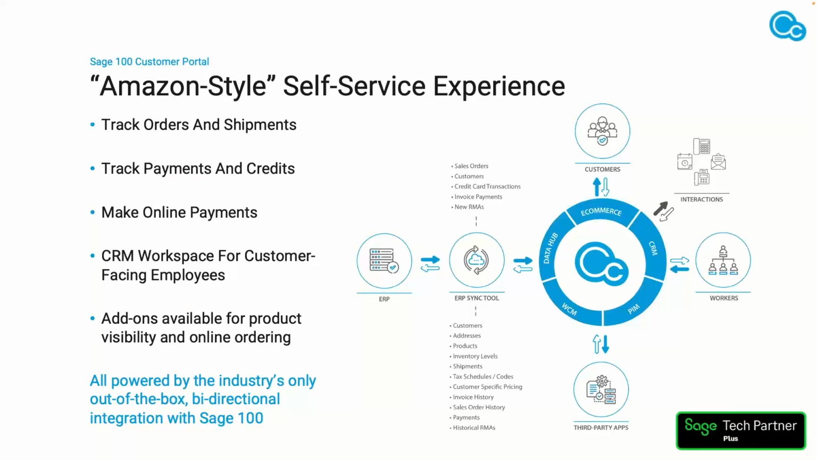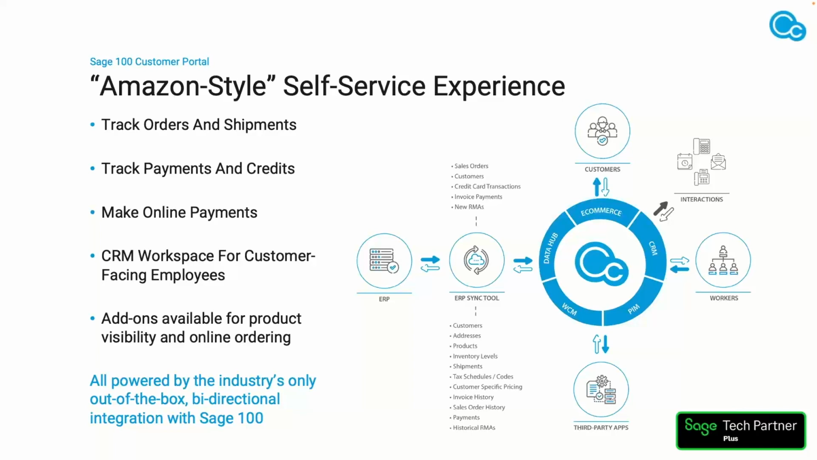So now getting more into the meat of the presentation, for a high-level overview of Sage 100 Customer Portal by CIMcloud. The goal here, as we've alluded to, is to create that effortless experience for customers, an Amazon-style self-service experience, if you will. CIMcloud achieves this via our proprietary ERP sync tool. This tool syncs data from the Sage ERP and displays it onto the CIMcloud platform in real time. So as you're seeing here, data such as customers, addresses, shipments, invoice history, sales orders, RMAs, all that's being pulled directly from the ERP and is displayed to customers and employees when they log into their respective portals.